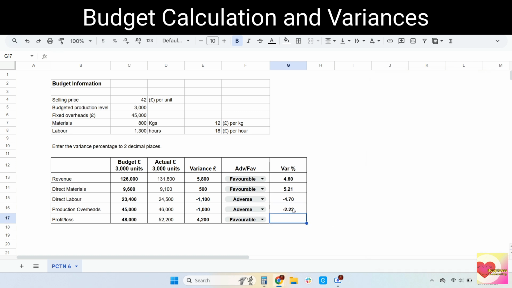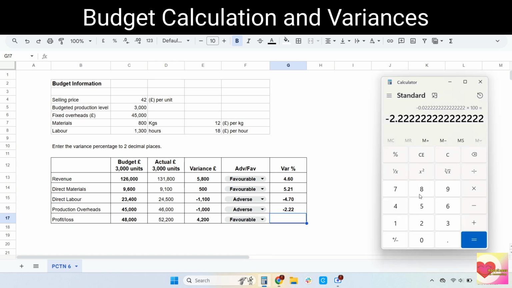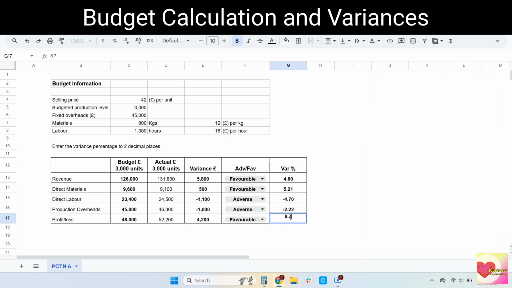And the last is profit or loss. Our variance is 4,200 divided by budget 48,000. Then let's multiply by 100. And it's already in 2 decimal places, so our variance percentage for profit or loss is 8.75.